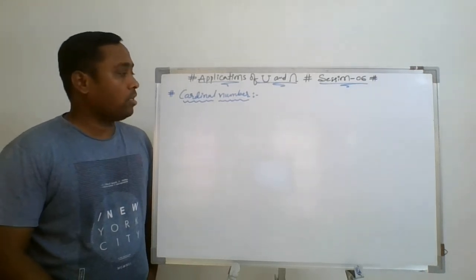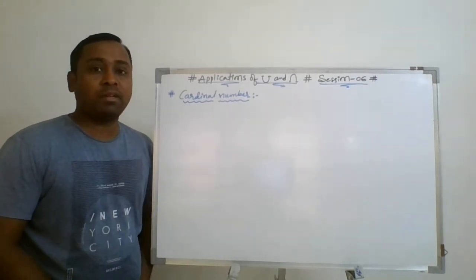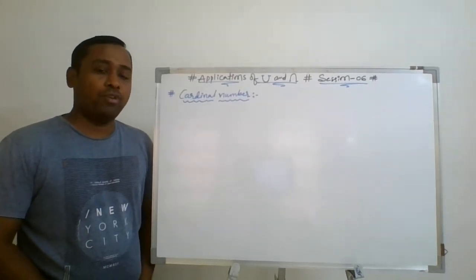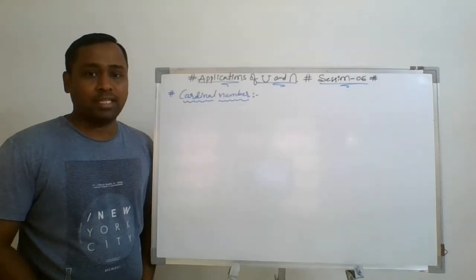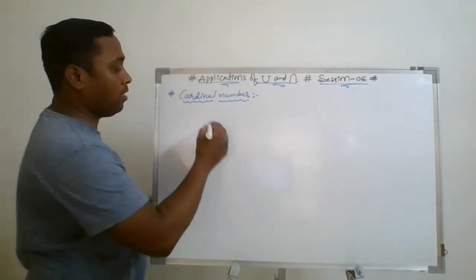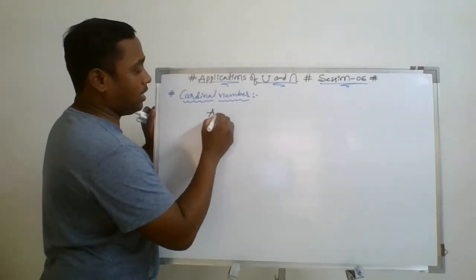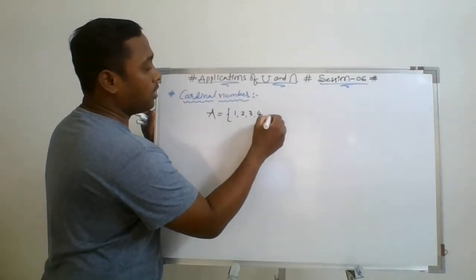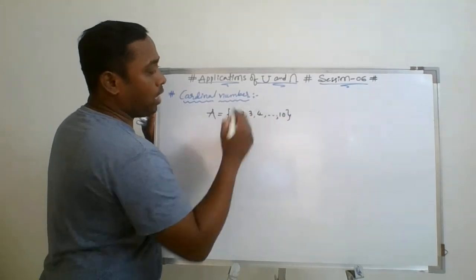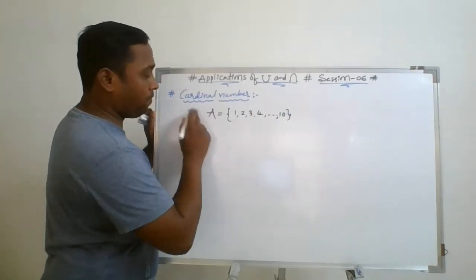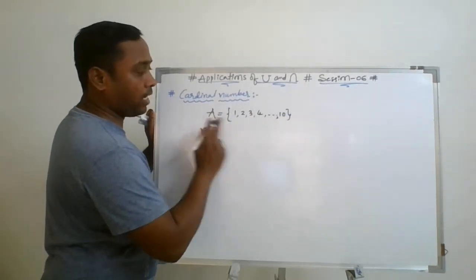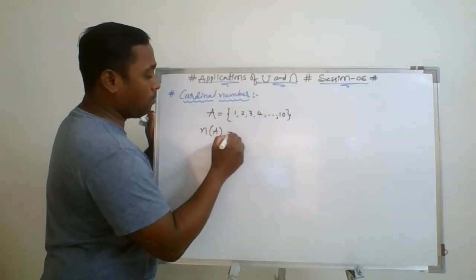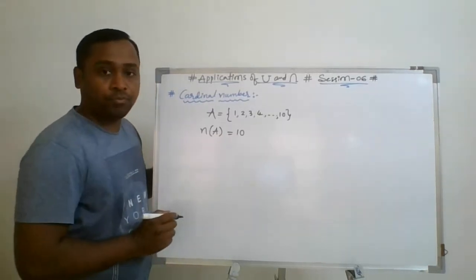Now, coming to the cardinal number definition. What is meant by cardinal number? It's simply the number of elements which are present in a given set. Let's say set A is defined as the set of natural numbers till 10. So ultimately, the number of elements, that is the cardinal number of set A, is 10. Hence it is written as n(A) = 10.